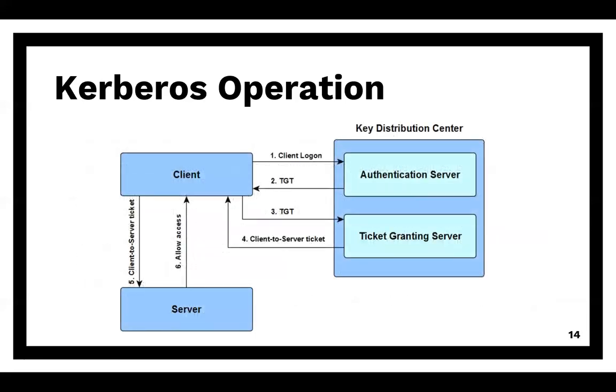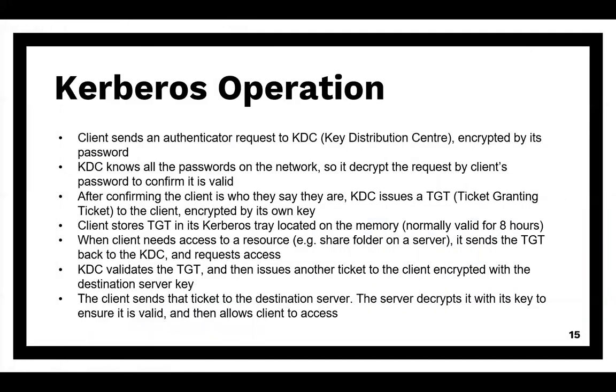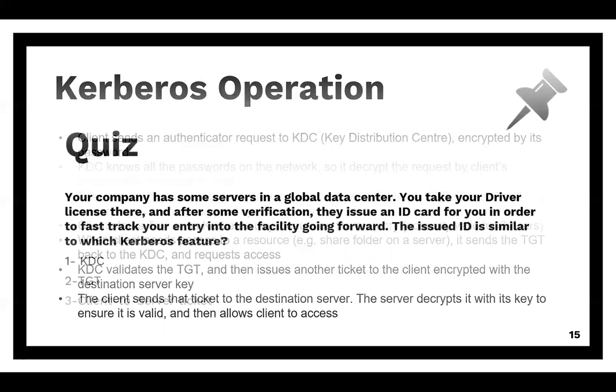So if we look at the diagram again, step number 3 and number 4. Client sends TGT there and basically requests accessing the server. And KDC validates the ticket and sends another ticket to client encrypted with the destination's password. The last step for the client is client sends that ticket to the destination server, and the server decrypts with its key to ensure it is valid and allows client to access.